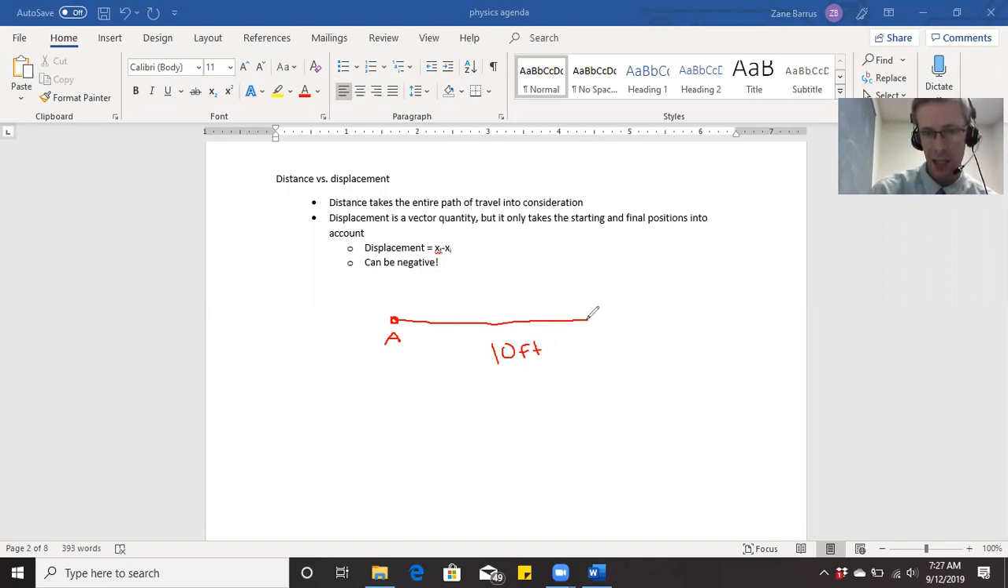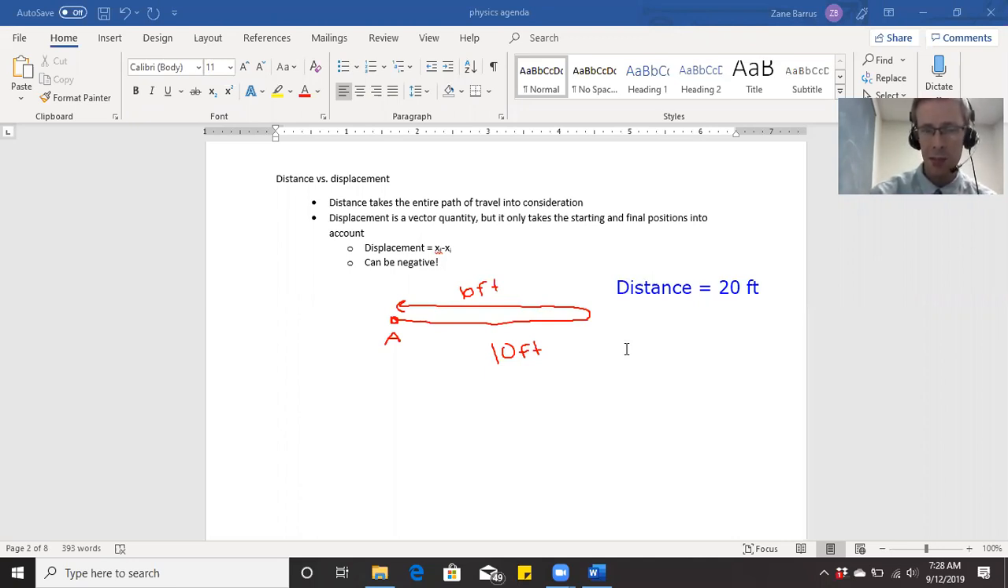I realize that I forgot my keys, so I have to walk back to point A, which was also a distance of 10 feet. Okay? So when you talk about the distance that I traveled in that little silly story, what I've written here in the first bullet point, distance takes the entire path of travel into consideration. So in this example, the distance I traveled was 10 feet to some point, but then I turned around and traveled 10 feet back. So my total distance in this example is 20 feet, okay? And that's because distance takes the entire path into consideration.